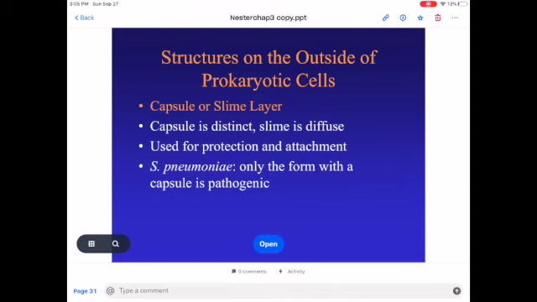All right, so now we're getting to some other structures. So now that we've done the cell membrane, let's talk about a few structures that are on the outside of prokaryotic cells. All right, capsule and slime layers. Wow, doesn't that sound exciting and fun?